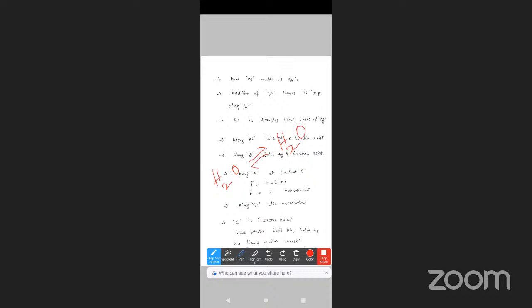H2O solid, H2O liquid. In solid phase and liquid phase the component is the same.